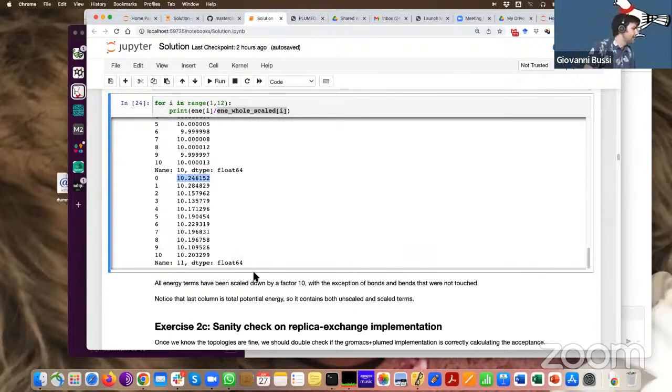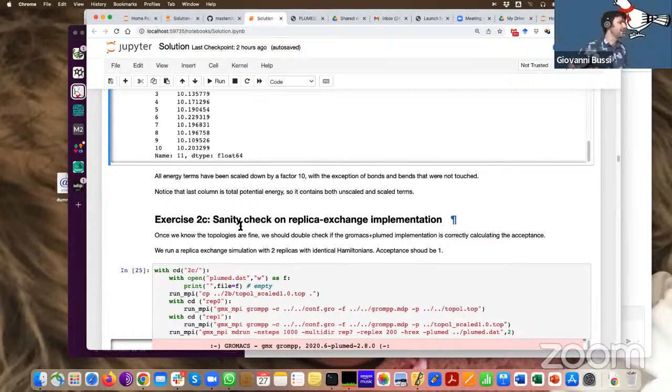Okay, so let's go to the next point, sanity check on the replica exchange implementation. So there are two tricky parts. One, preparing the topologies, that's done. You can do it by yourself if you want, by hand or with some other tools. Second, being able to run with this -hrex option. And as I said, this implementation is very tricky. So you have to double check that it's working on your setup.